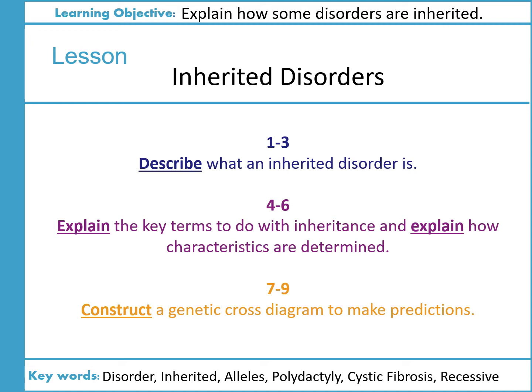Now we've got a few keywords down the bottom there. Some of those are new. We've got disorder, inherited, alleles, all of those we've come across before. Polydactyly we haven't, and cystic fibrosis we haven't. Okay, those two are the conditions that the exam board are likely to test you on. They're the ones that are defined as being what you need to know about. Recessive we have come across before.